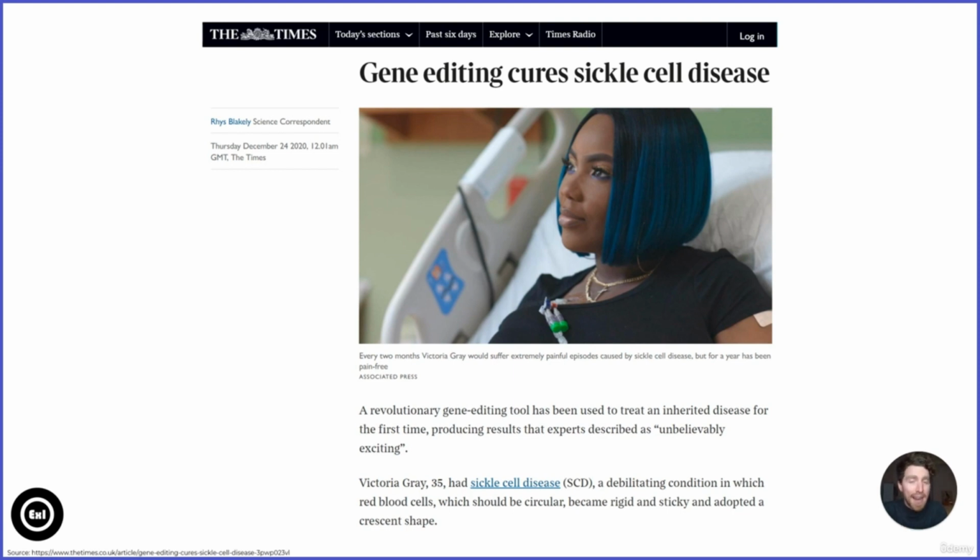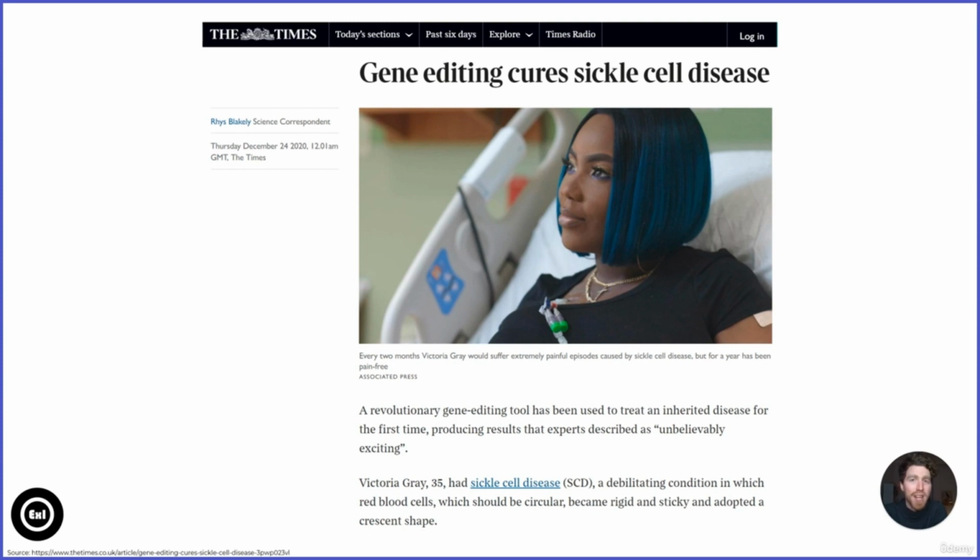This is an inherited disease, and by applying gene editing or CRISPR-Cas9, you can identify the gene mutation and edit or replace this mutation, and, like in the case of Victoria Gray, fully cure this kind of disease. So experts describe this as unbelievably exciting, and I think so too.